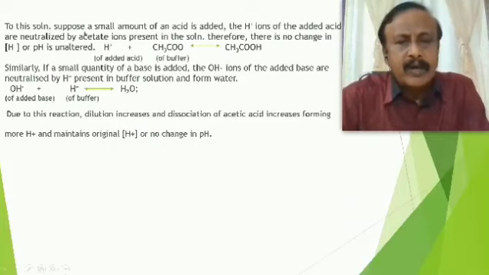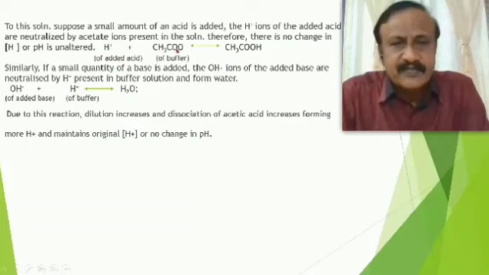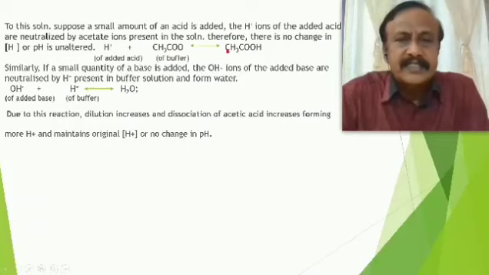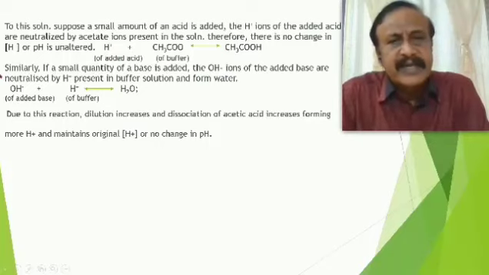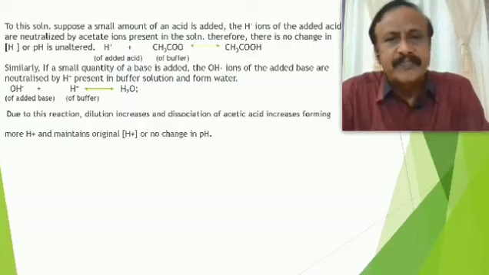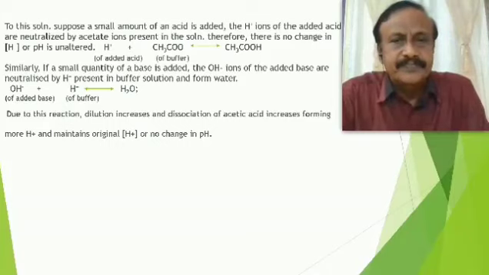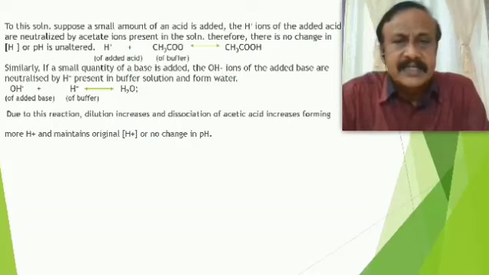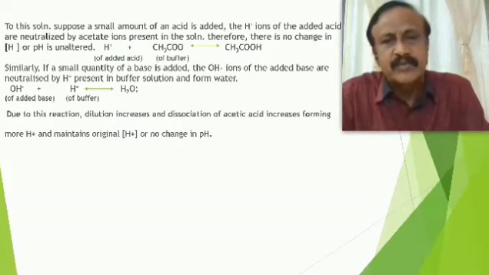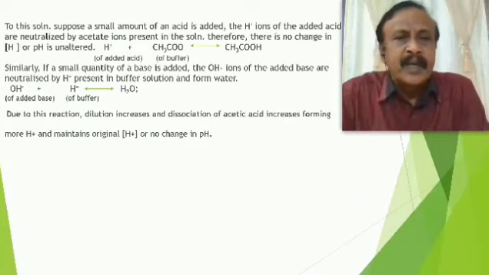According to this equation, H plus of the added acid will combine with acetate ions of the buffer to form acetic acid. In other words, acetate ions will consume the H plus ions produced by the added acid and thereby do not allow a change in H plus concentration, so the pH of the solution remains constant. So by this reaction, H plus of the added acid will react with acetate ions, which are present in larger number in the buffer solution, to form acetic acid.